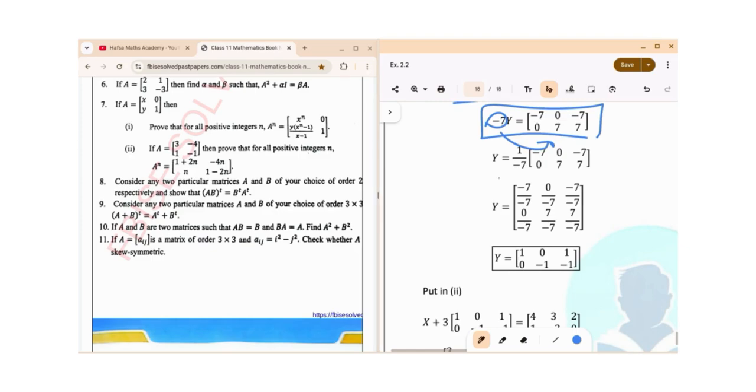Now, I explained this before as well. Right here, they're writing it as 1 over minus 7 into the matrix. But I prefer to just directly divide it.